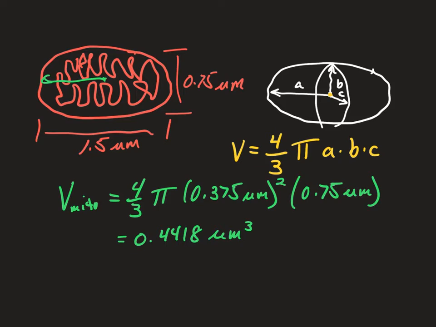Okay, so we found that the volume of our mitochondrion is approximately 0.4418 cubic micrometers. That is an estimate because, as I said, mitochondria vary in size. You see dimensions like I gave, you see smaller dimensions, and so they can vary.